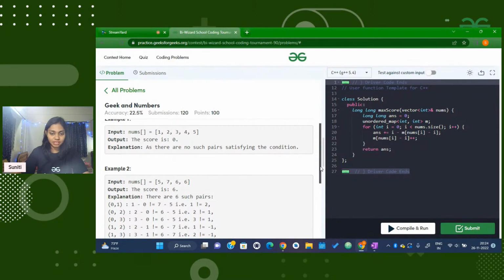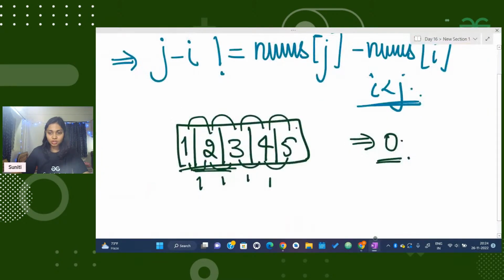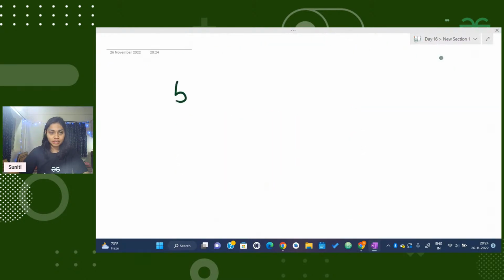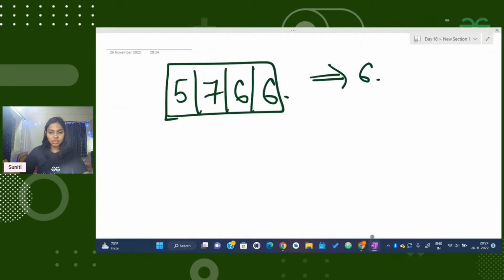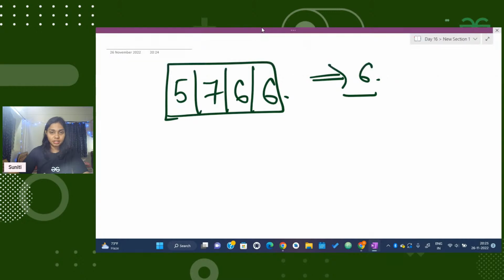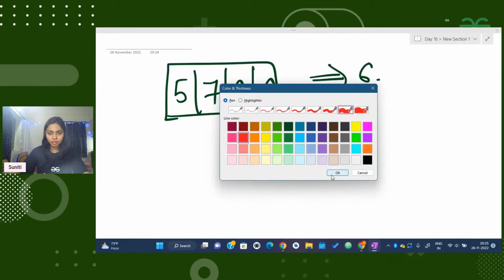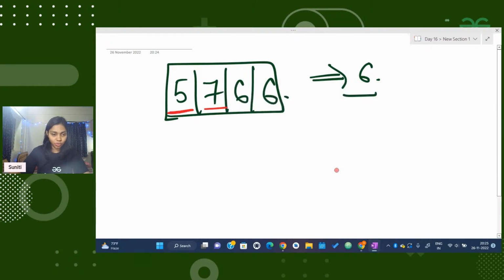Next we have 5 7 6 6. If we check for 5 7 6 6, in this case we have 6 pairs. So the answer to this is 6 pairs. Why? What are the 6 pairs that we have here? So we have 0 1. Here, as you can see, the index difference is 1 but the value difference is 2, right? 7 minus 5, we are going to get 2 and the index difference is 1. So that's why.